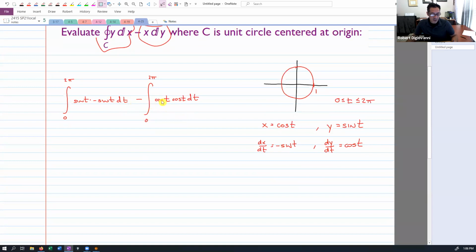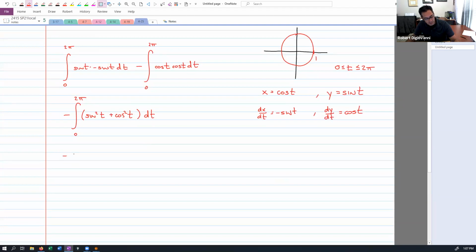Now, both of these have the same limits of integration in the same variable, dt. So I'm going to make this one big integral. I'm going to factor a negative out of both of these, which will make this sine squared t plus cosine squared t dt. And that's just 1. And if we do the antiderivative there, we get negative t evaluated from 0 to 2 pi. And so we should get negative 2 pi.